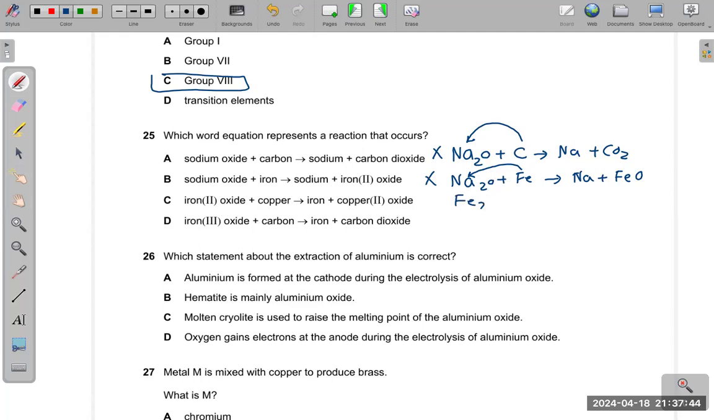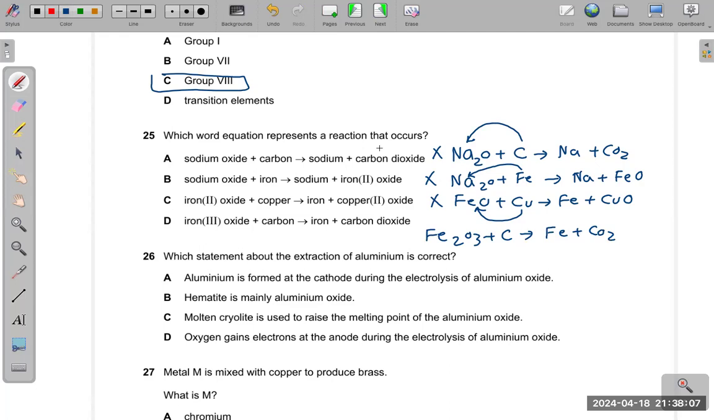What about iron oxide plus copper gives Fe with copper(II) oxide? This means that the copper was able to kick the iron out. Also, it is less reactive. So what then, sir? Let's see. Fe2O3 plus carbon gives iron and carbon dioxide.